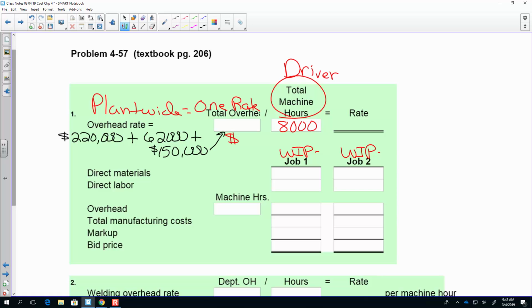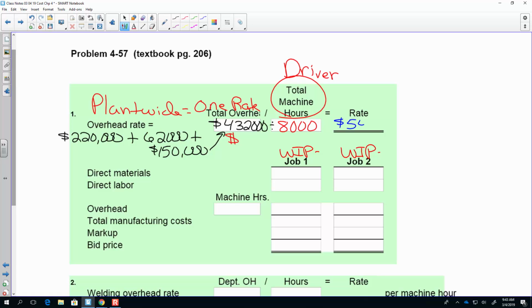That's our top number. So 370, 432 total. Is that good? 432? Yep. I'm dividing by 8, right? Yeah. And what's my rate? 54.